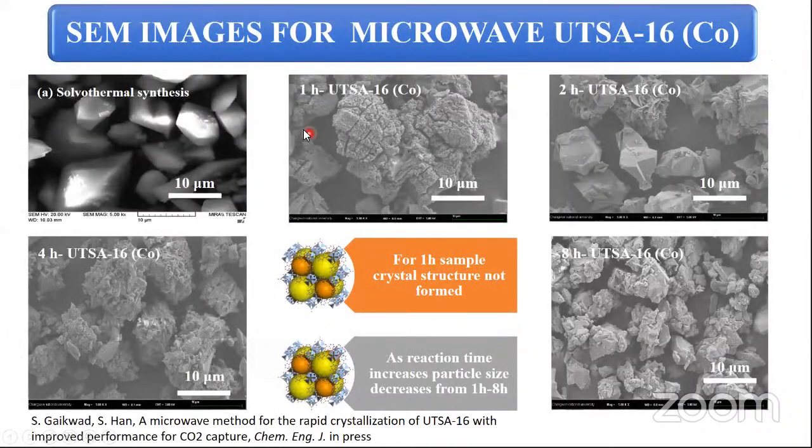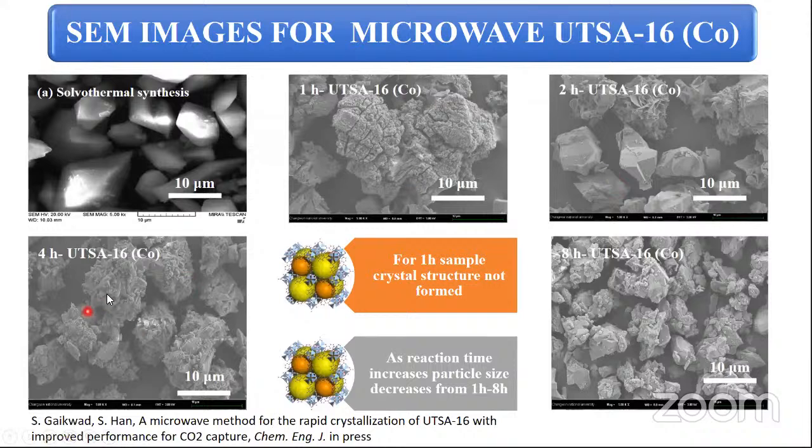This is a similar SEM image of UTSA-16 cobalt that we first reported by the microwave method. This is the particle size and SEM image of UTSA-16 cobalt made by the solvothermal method. If we compare the particle size of the solvothermal and microwave methods, we clearly observe that the particles of UTSA-16 cobalt made by the solvothermal method are bigger as compared to UTSA-16 cobalt made by the microwave method.